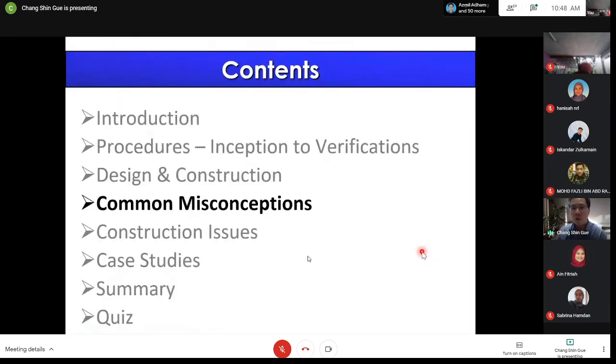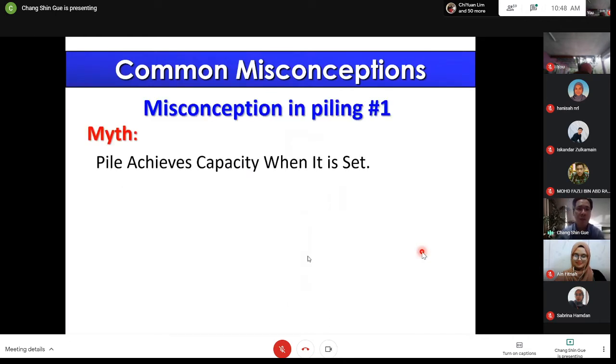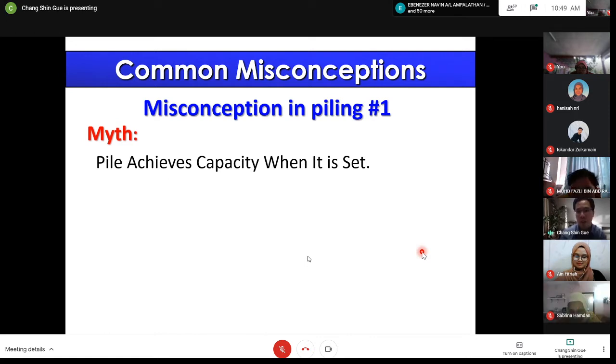Next, I'll move on to common misconceptions for pile foundations. So what you heard is true or false. The first misconception is that the pile achieves capacity when it is set. Set means when you try to drive in or jack in and then it stops at a certain load that you jack in. Usually that means that you have already achieved what you need.